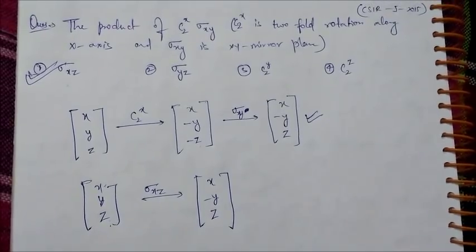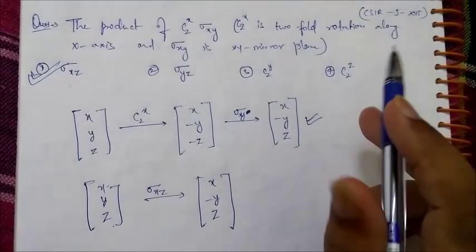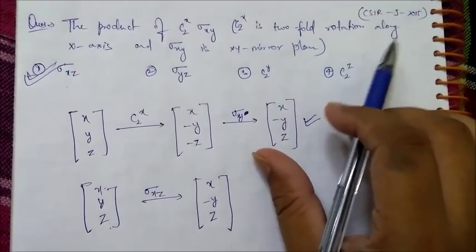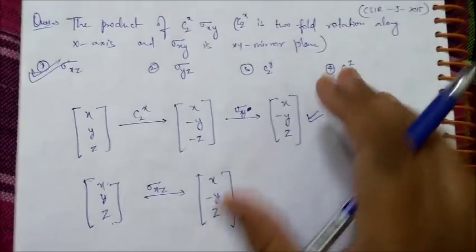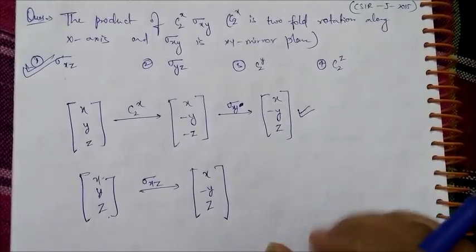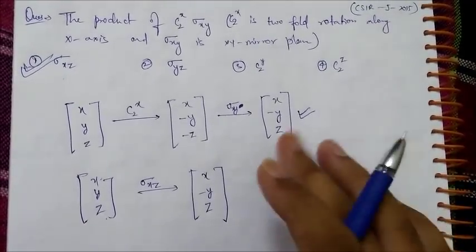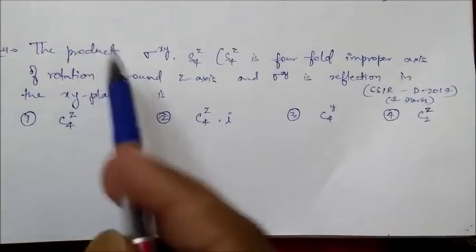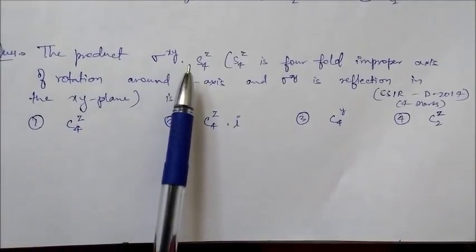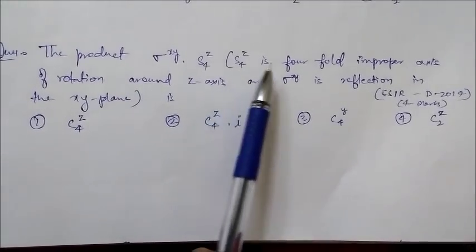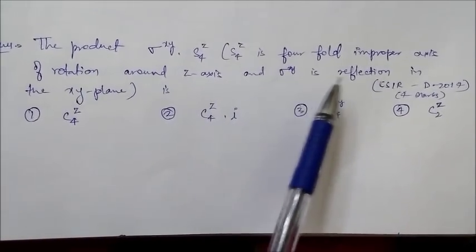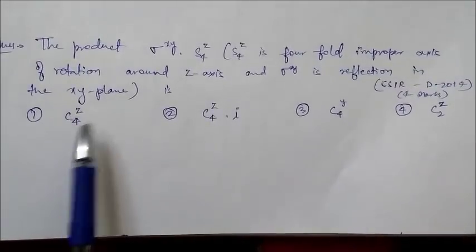So in this way, in CSIR June 2015, you can easily do this question. Okay, this was asked I think for 2 marks. This was a very simple question, and you can only do this question if you know the matrix representation. One more question we will take based on this matrix representation. Okay, so this was asked in CSIR December 2014: the product of sigma xy and S4z, where S4z is a fourfold improper axis of rotation around the z axis, and sigma xy is the mirror plane along the xy plane. So what will be the answer?